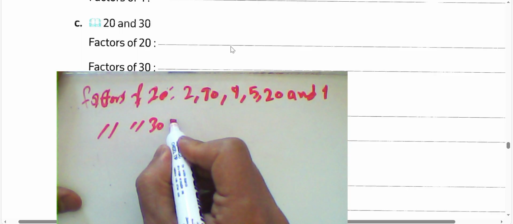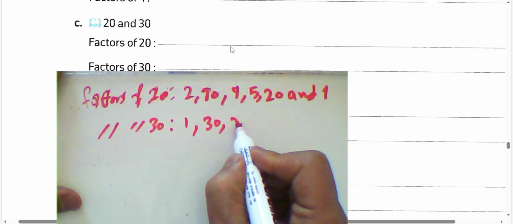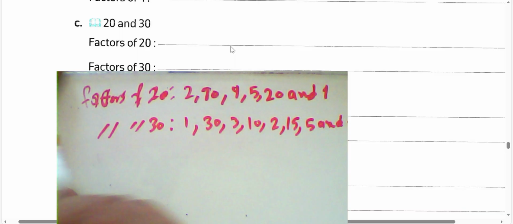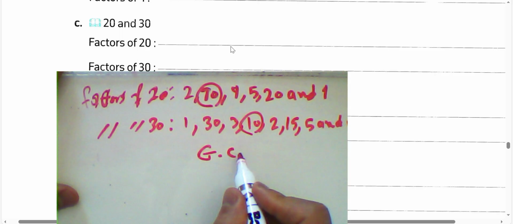4 times 5 is 20. 20 and 1. And factors of 30. Factors of 30, 1 and 30. 3 and 10. 2 and 15. 5 and 6. Okay, then the greatest common factor between them will be 10. To find the greatest common factor between the two numbers, it will be 10.